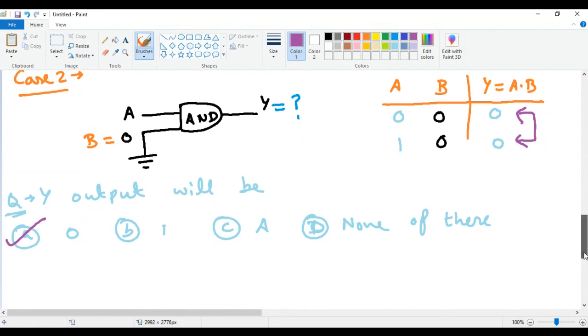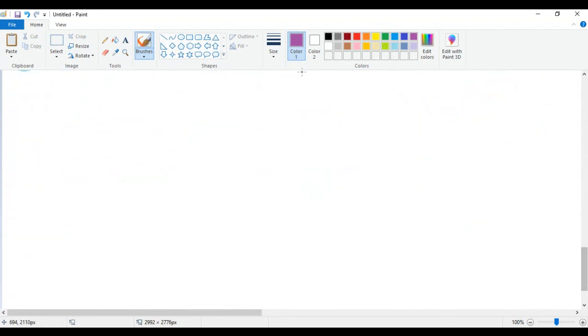One more important question that can be asked: what is the IC number of the AND gate? The AND gate IC number is 7408. We will see this IC number in detail, along with the concept of this IC, in the practical lab sessions. In the upcoming lectures, we will have one video dedicated to this.